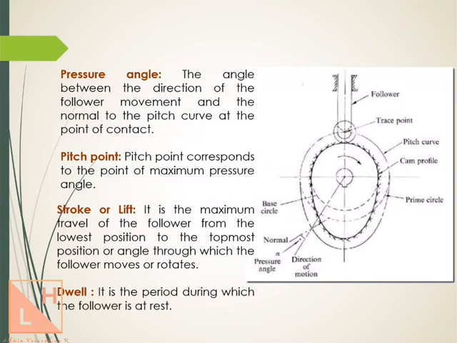Next is called the dwell. Dwell is simply the period during which the follower is at rest. You saw in the previous animations and pictures that the follower will be in continuous motion during the operation of the cam. But at certain points in time, the follower will not have any motion during the rotation of the cam. That portion of the period during which the follower is at rest, not moving in the upward direction, is called the dwell period.